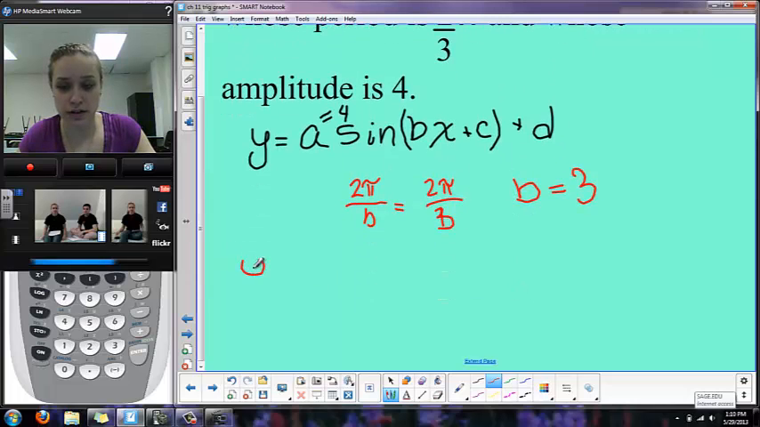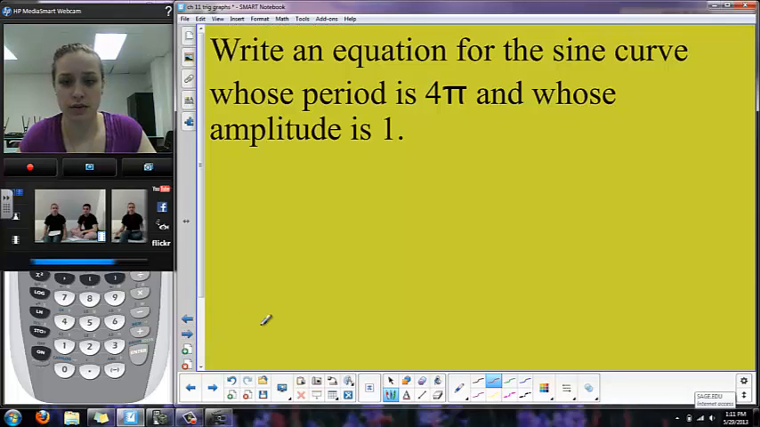So this is my final equation. Y is equal to 4 sine of 3x. That's it. That's literally how easy these questions are. I mean, they might get a little bit trickier, but pretty much that's the gist of it. So let's try another one.